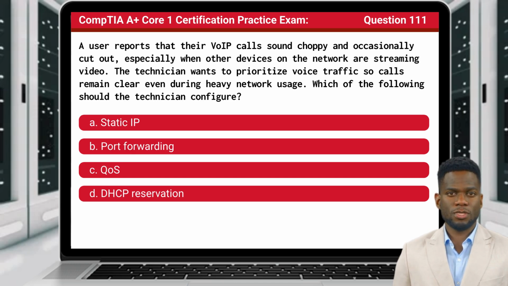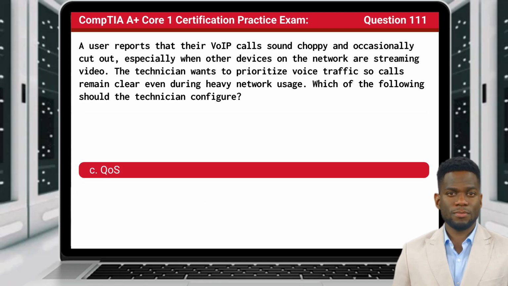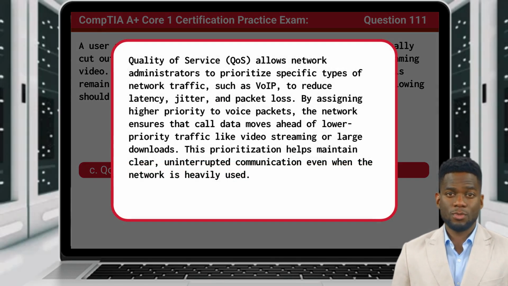The answer is C. QoS. Quality of Service, or QoS, allows network administrators to prioritize specific types of network traffic, such as voice over IP, to reduce latency, jitter, and packet loss.